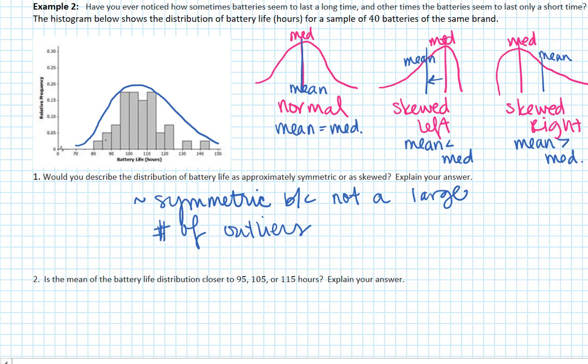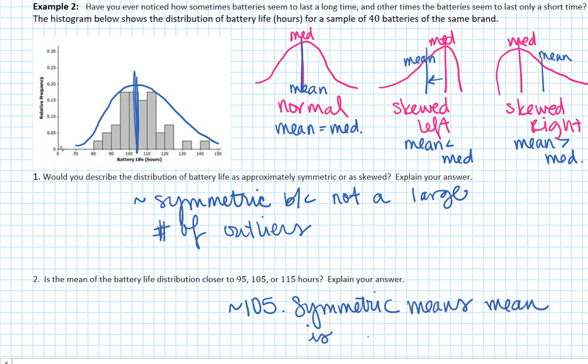Is the mean of the battery life closer to 95, 105, or 115, and explain? So you know that in symmetric data, the mean is going to be pretty close to the center of that bulk. So it looks like the center of that bulk is going to be about 105. Symmetric means the mean is at the center.